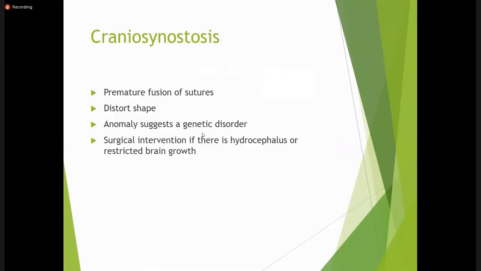Then comes craniosynostosis. Craniosynostosis means that there is premature fusion of the sutures. There is a distorted shape, and the anomaly suggests a genetic disorder. And surgical intervention is required if there is hydrocephalus or restricted brain growth.